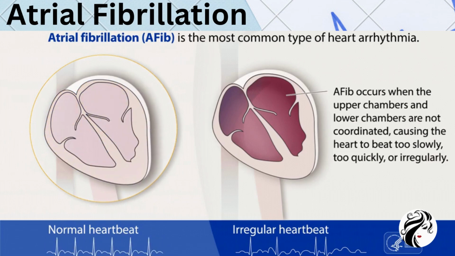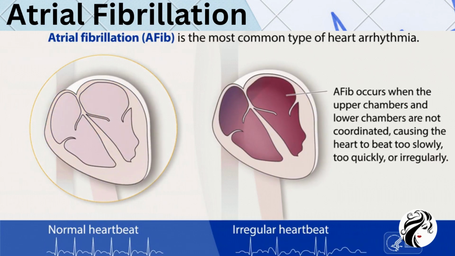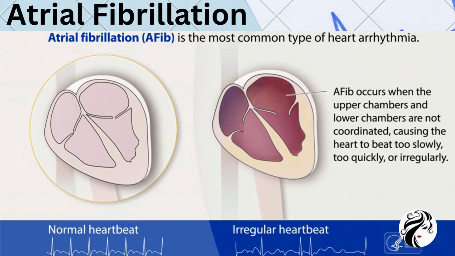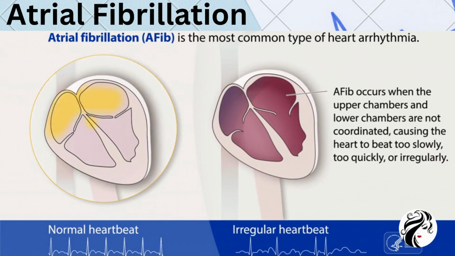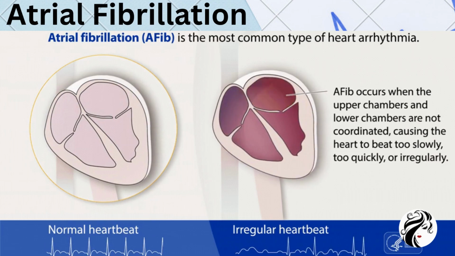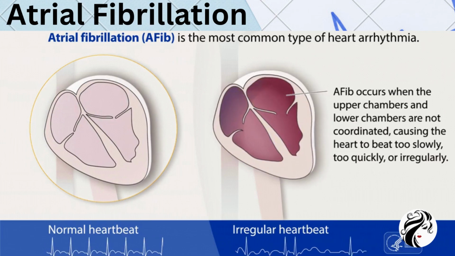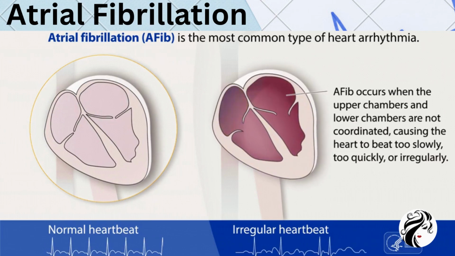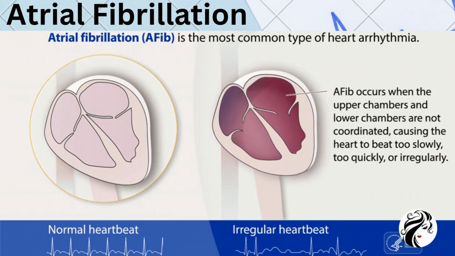So now we are discussing atrial fibrillation, the most common type of heart arrhythmia. When the heart is not in the normal rhythm, it is considered arrhythmia. You must know the basic medical terminologies. When our upper chambers and lower chambers are not coordinating, the heart beats too slowly, too quickly or irregularly, as seen in the right image. You will understand it's not normal, it's an irregular heartbeat. So it's atrial fibrillation when the atria is not coordinating.